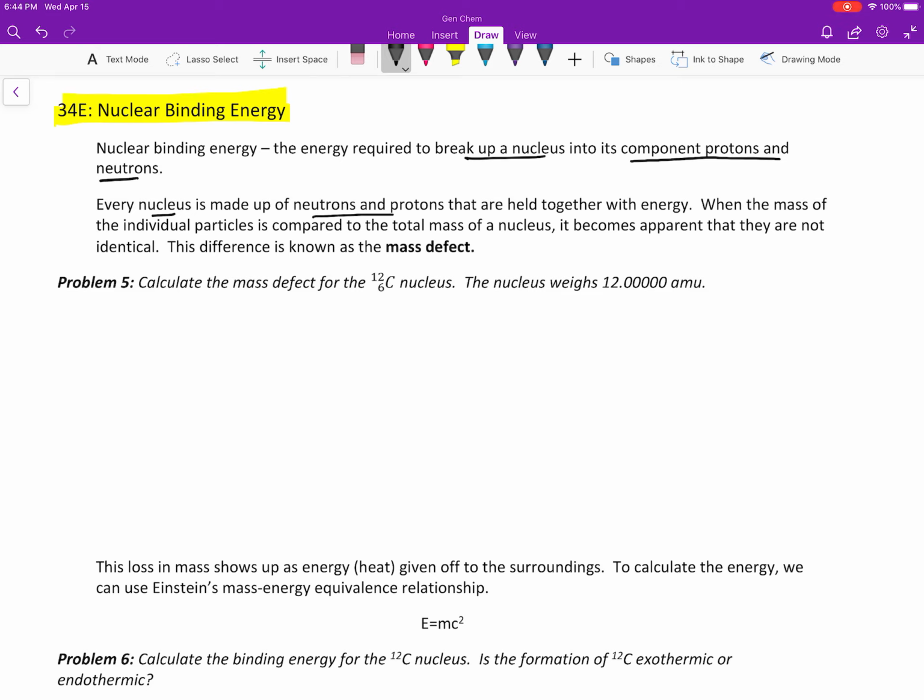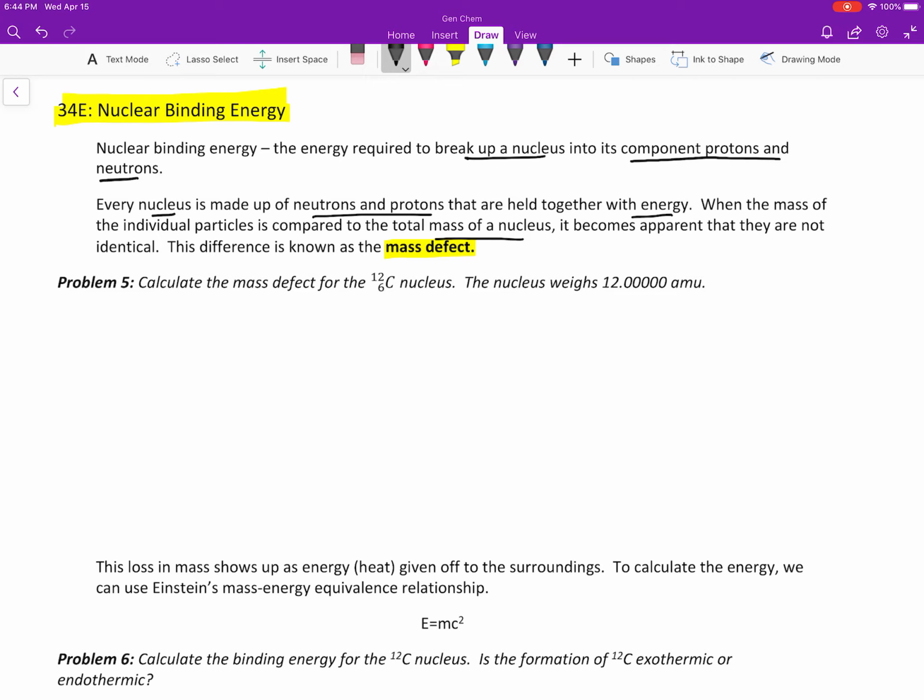Now, every nucleus is made up of protons and neutrons that are held together with energy. So that's the energy we're trying to overcome. When the mass of the individual particles is compared to the total mass of the nucleus, it becomes apparent that they are not identical. Plot twist. The difference is known as mass defect.